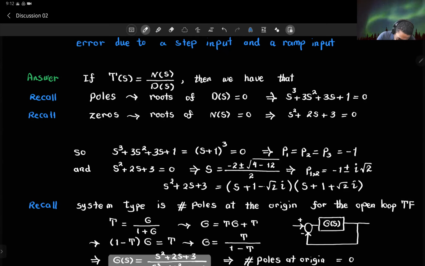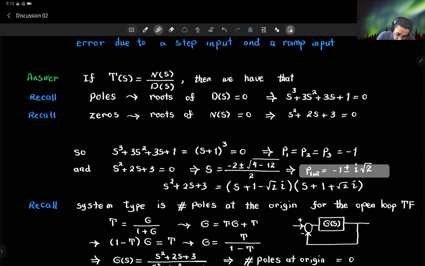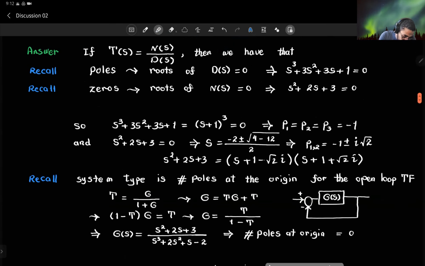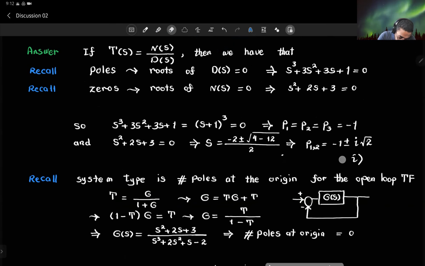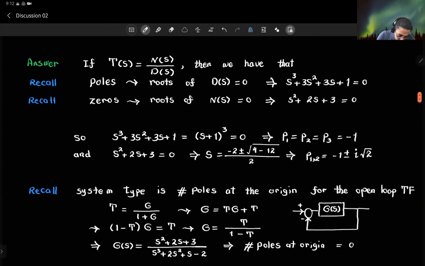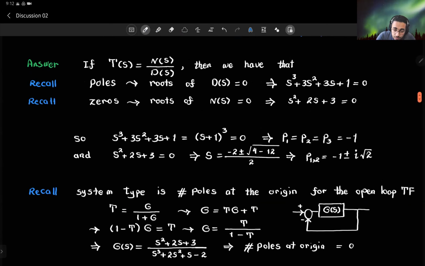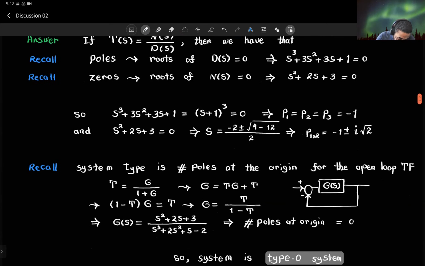Okay, so far so good, nothing fancy. So the roots of the equation, basically the zeros, are given by these two complex numbers. Let me also erase this. So these are the poles. So now we have found the poles and the zeros of the system, right?